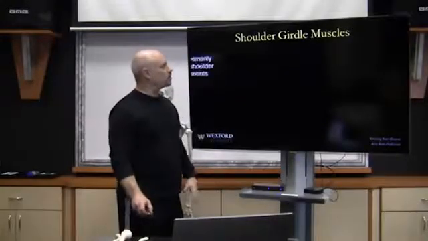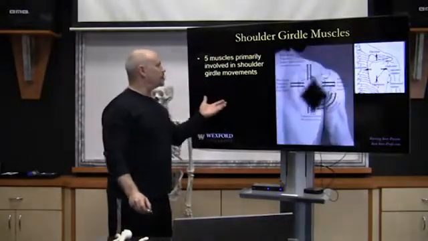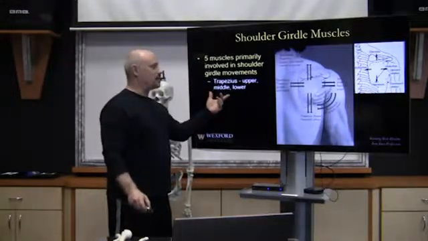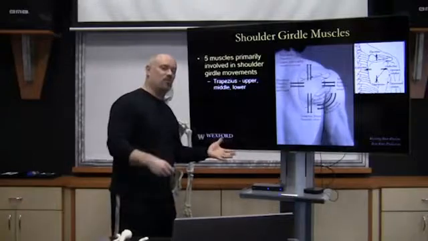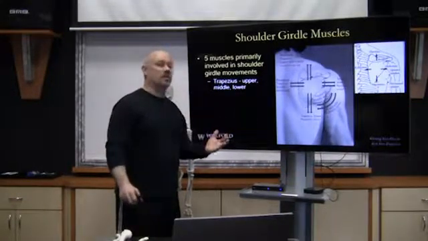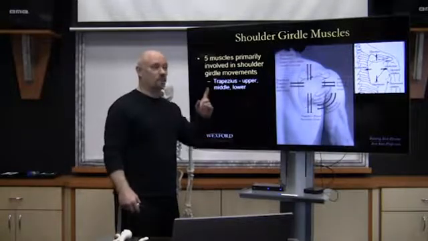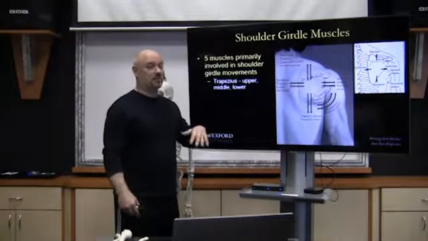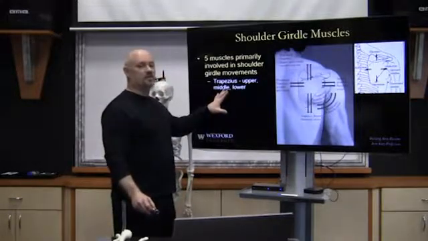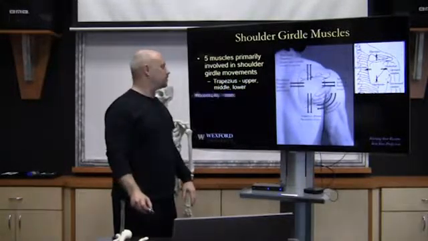Now to continue on with shoulder girdle muscles, we have 5 muscles primarily involved in shoulder girdle movements. They have the trapezius, which this particular book talks about having upper fibers, middle fibers, and lower fibers. Some books have 4 different sections: traps 1, traps 2, traps 3, and traps 4.